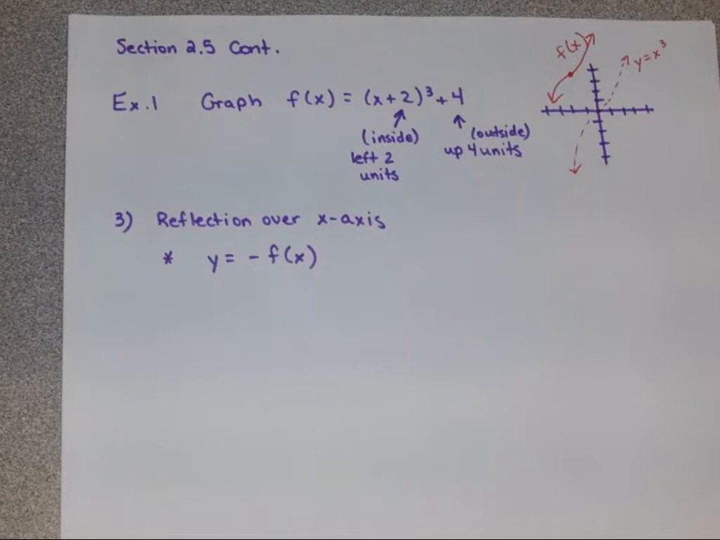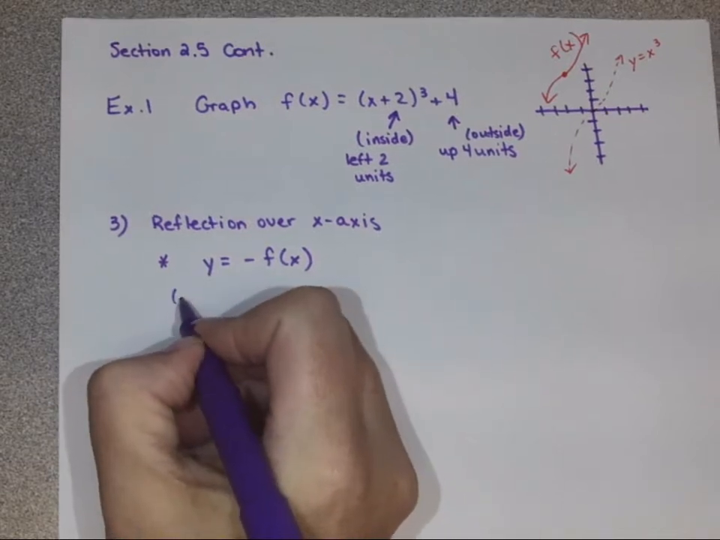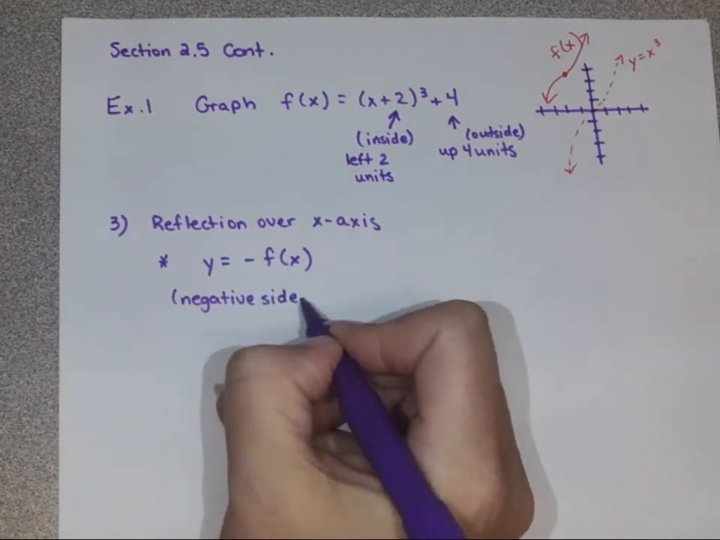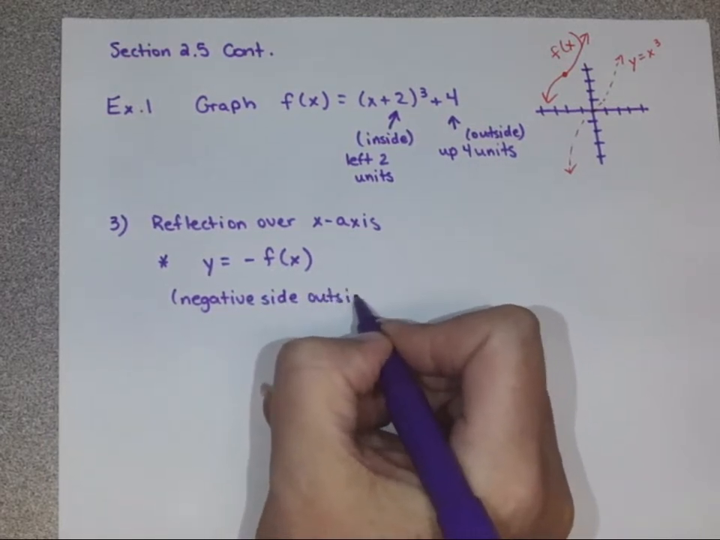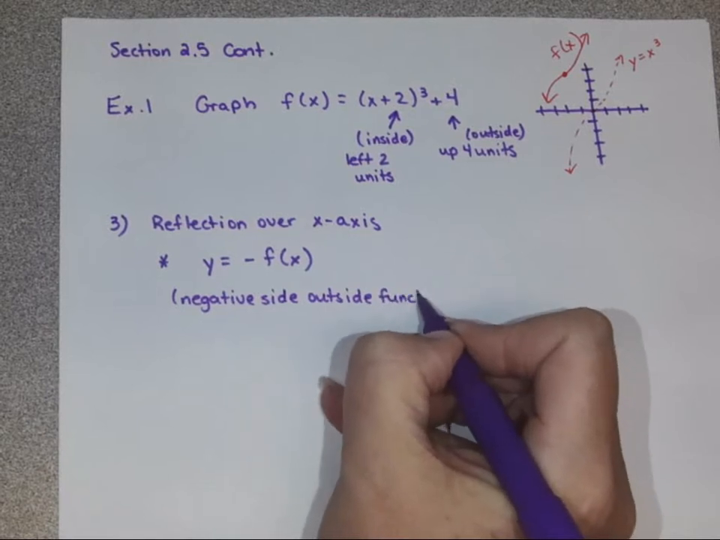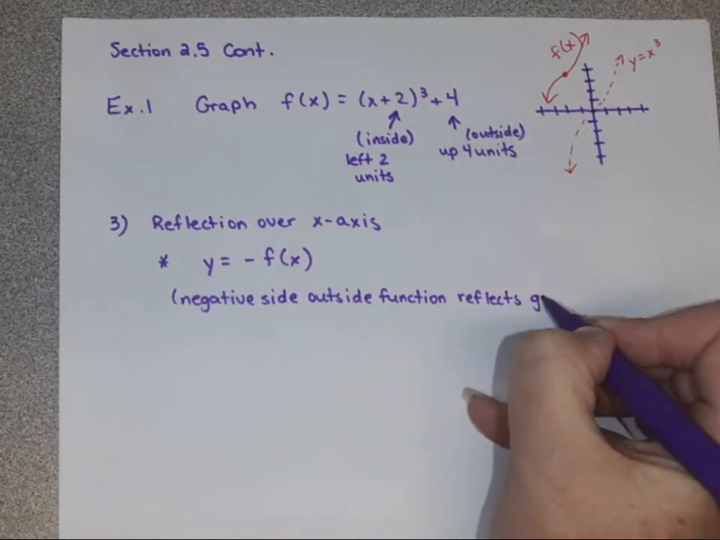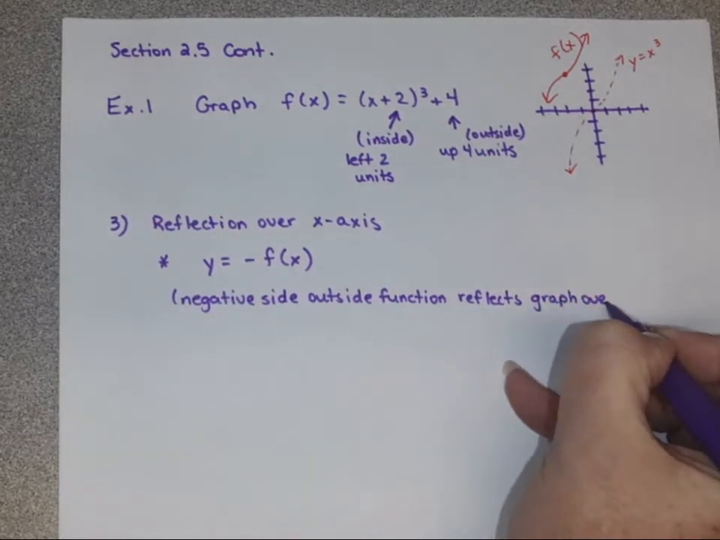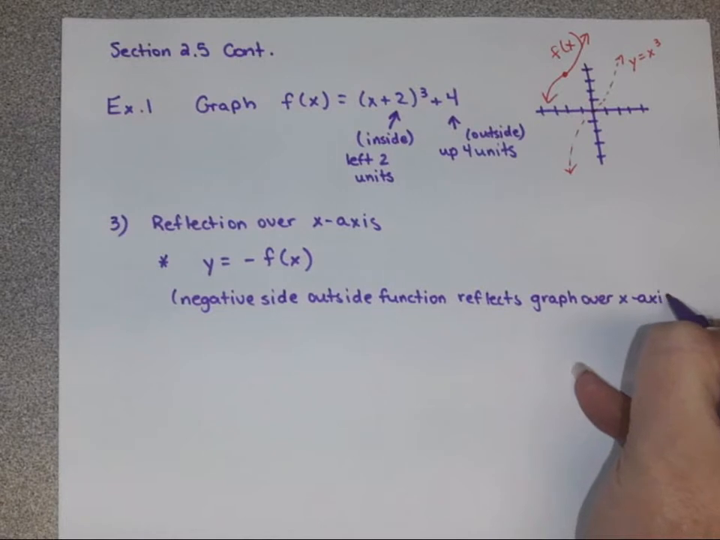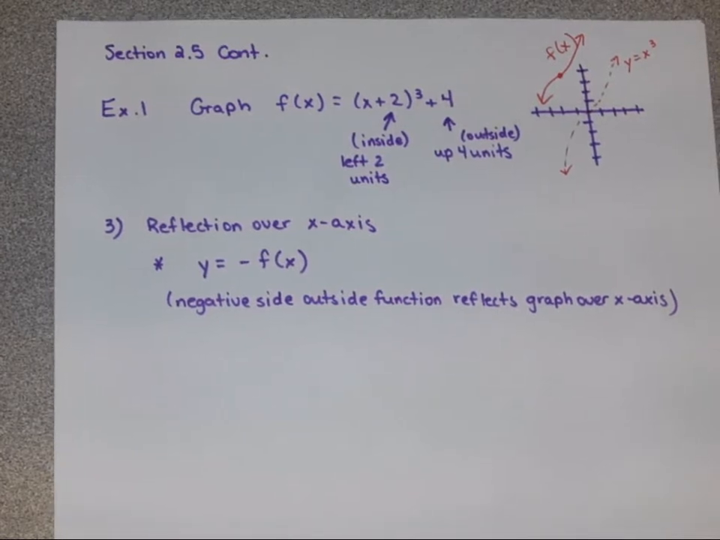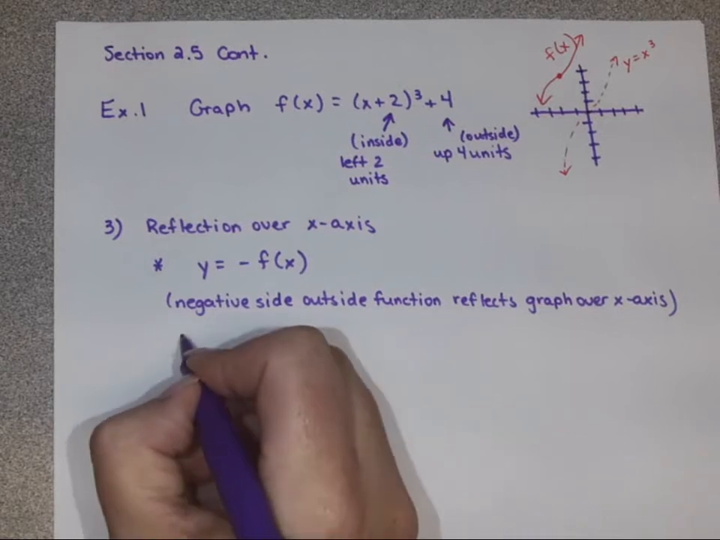So notice what I've added into the function. I've added a negative sign to the front. So I'm going to say it's a negative sign outside the function. It is going to reflect your graph or flip it over the x-axis. So we talked about it a little bit last week, but there are 2 parts to these. You have to know, what does the original look like, and then what change am I needing to make? Okay, so let's look at an example.